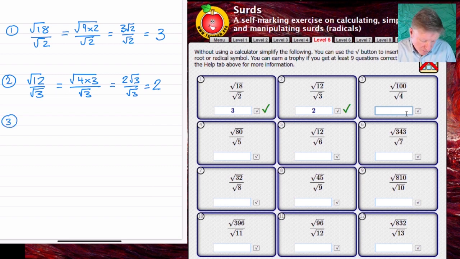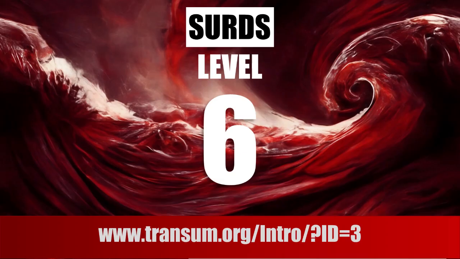The square root of 100. Oh wow, straight away I know that's 10. Square root of 4, straight away I know that's 2. 10 divided by 2 is 5. Could these get any easier? There we go. Okay, I'm sure the rest of them won't be quite that easy, but now you've got the idea. Have a go at level 5 and then come back here for level 6.